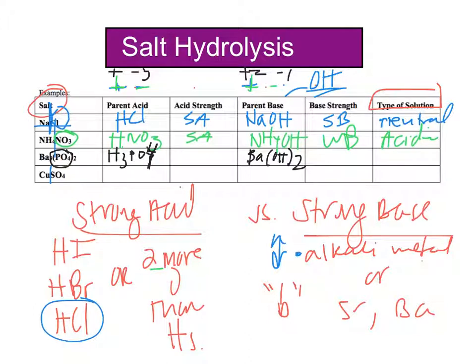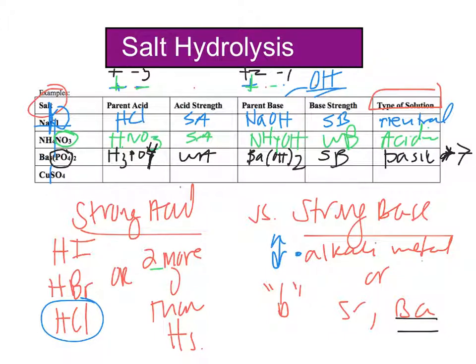Okay, and then identify phosphoric acid is a weak acid. There's not 2 or more oxygens than hydrogens. Barium hydroxide is one of those metals considered a strong base. So because the base is the stronger one, we would predict a basic solution, a pH greater than 7. It's supposed to be a math symbol, greater than 7.